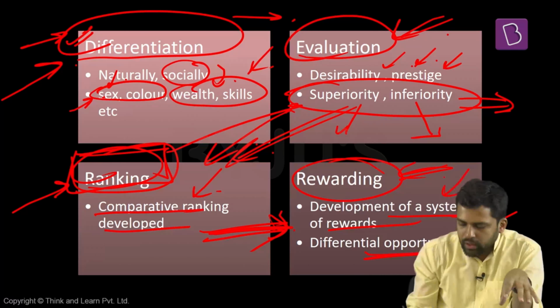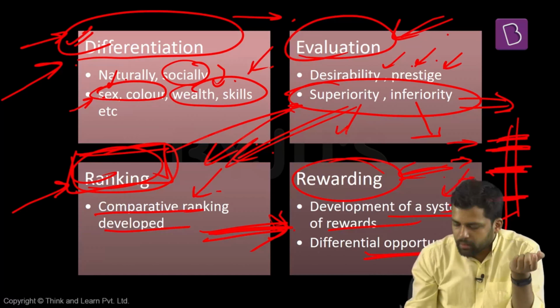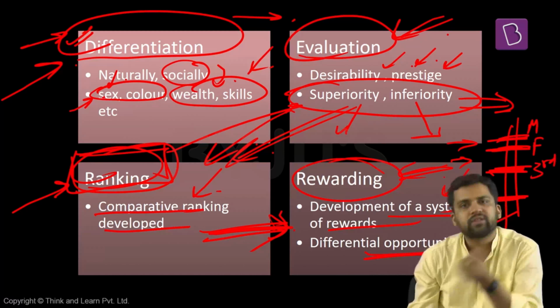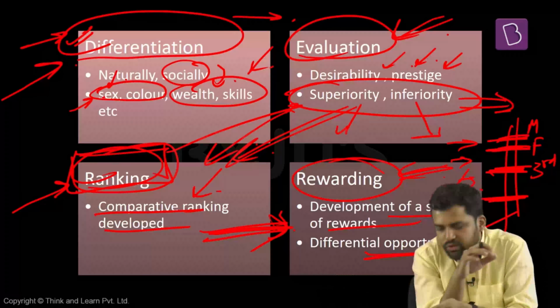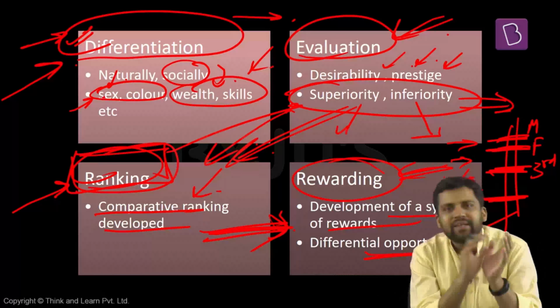Differences were existing, but now these differences are existing along the strata, different strata. For example, males, females, and then the third category. It can be a strata. On the basis of color also strata can be created. On the basis of wealth, strata can be created. On different bases, you can go for stratification. So this is the meaning of stratification, and this is the process of stratification.